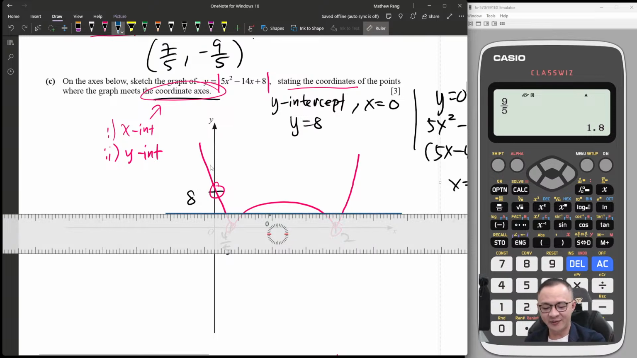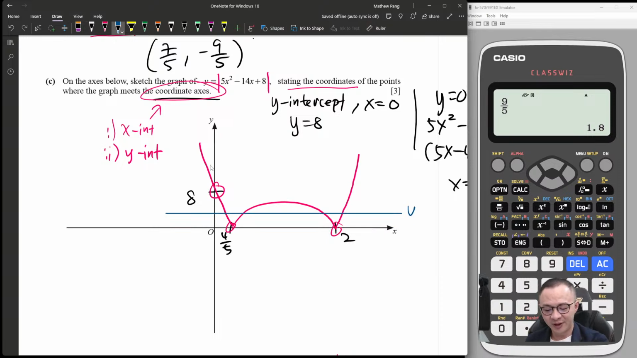So you can see, if this line I call it y equals to k, see how many points I touch? 1, 2, 3, 4. So it's 4 distinct roots. So right now, the question asks, what is the range for this k?